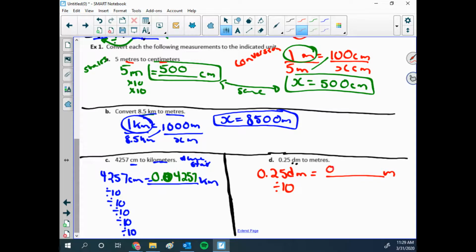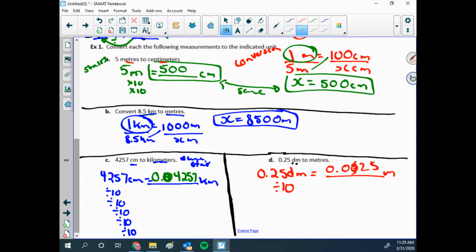And so that's going to give me 0.0025 meters. And that should kind of make sense because 0.25 decimeters is only 2.5 centimeters, so that kind of adds up. Oh, I put one too many zeros in there, sorry. 0.025.